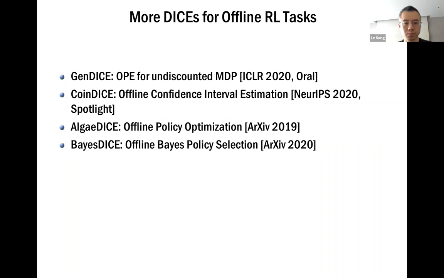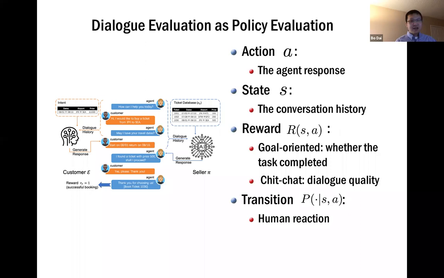Okay, then we will go to the application part, where, as I mentioned, the dialogue evaluation and dialogue generation can be reformulated as policy evaluation. And here I give the concrete mapping from how we can reformulate the dialogue evaluation to policy evaluation. Let's first take this air ticket booking system as an example.